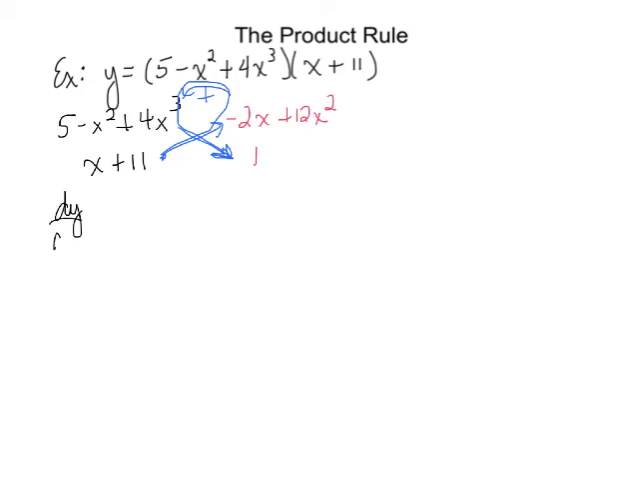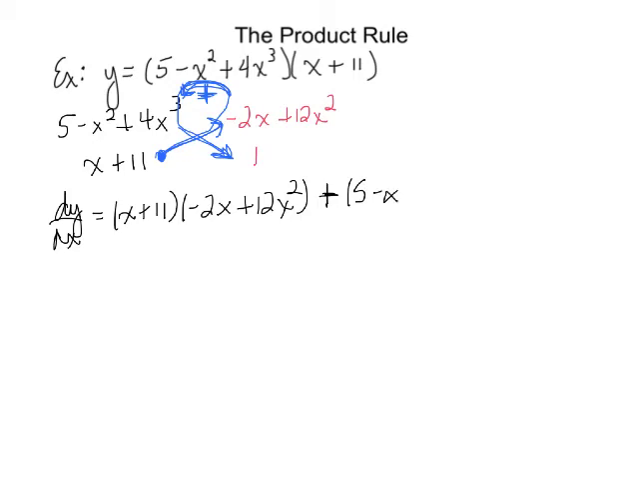So dy dx is equal to, so we said we start in the bottom left, right? Start in the bottom left times the top right. So x plus 11 times negative 2x plus 12x squared. And then plus top left times bottom right.